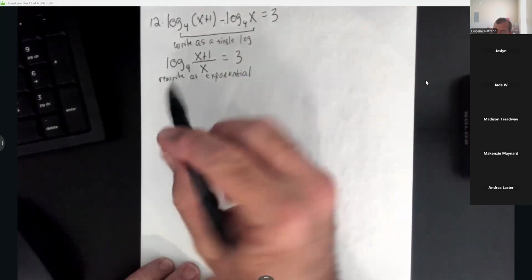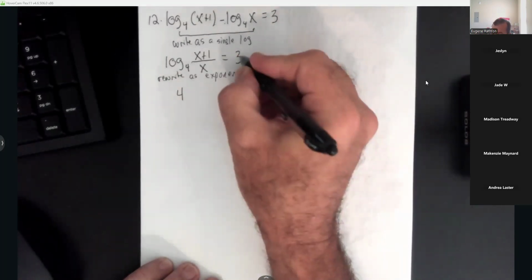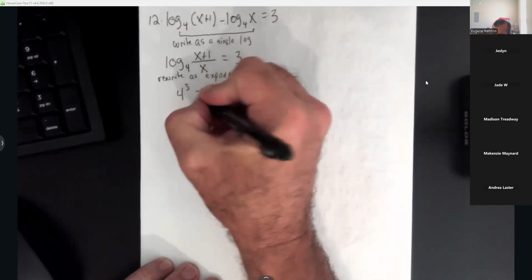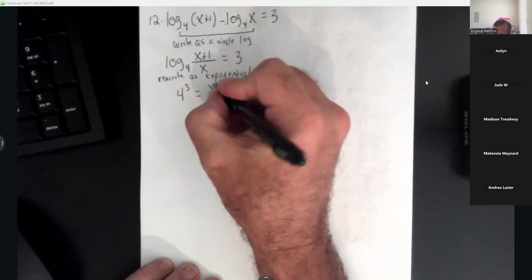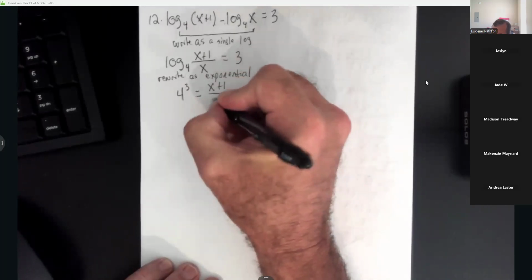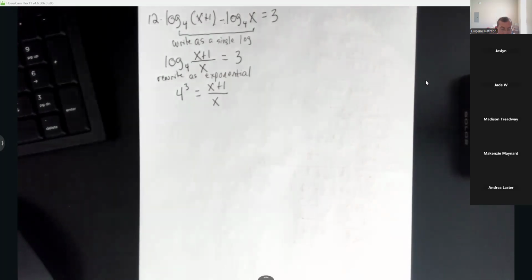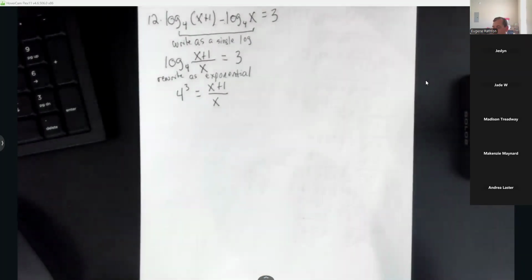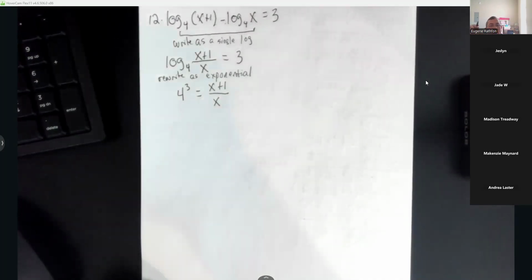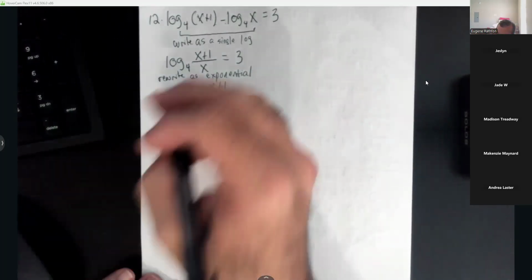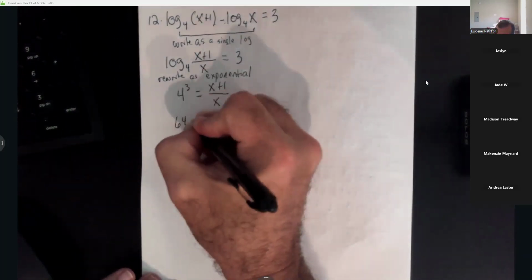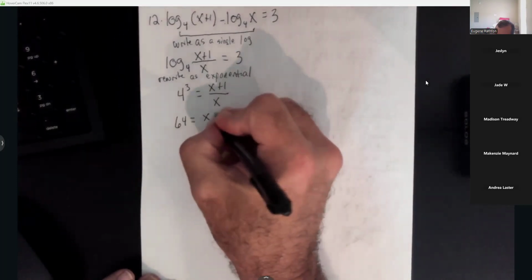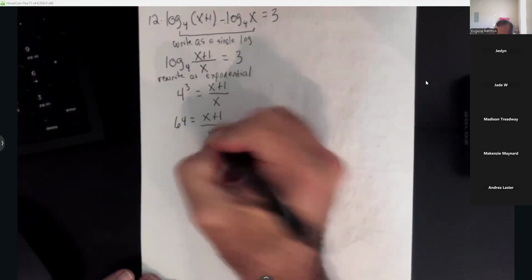My base is a 4. My exponent is a 3. And that's going to equal that result of a x plus 1 over x. All right, y'all. So the first thing y'all got to figure out is what is 4 to the third power equal? So that's going to be a 4 times a 4 times a 4. All right, Jason, it's 64. So 64 is going to equal x plus 1 over x.